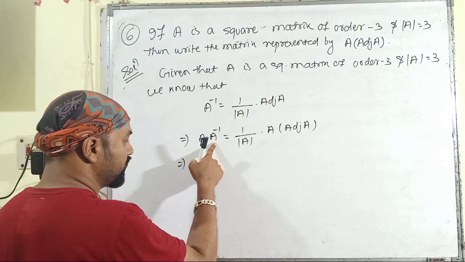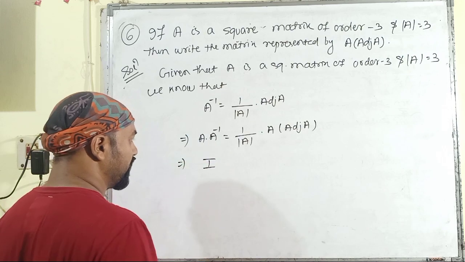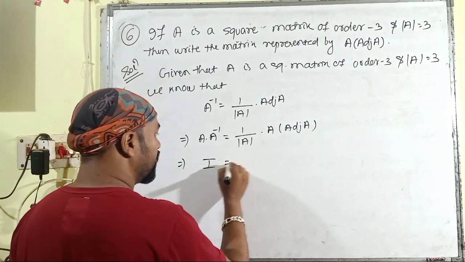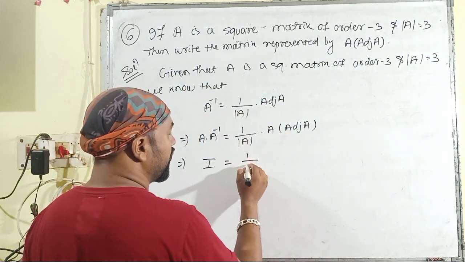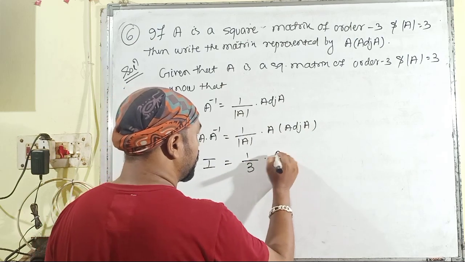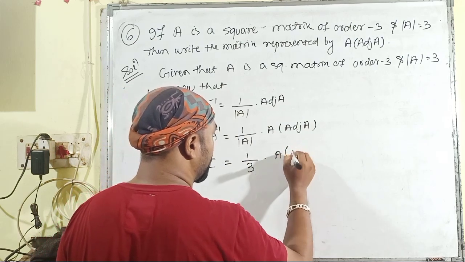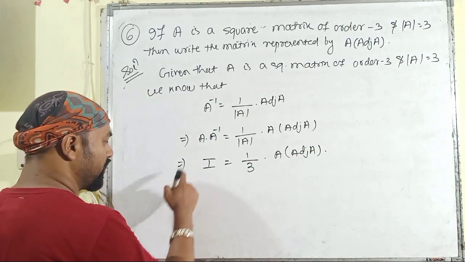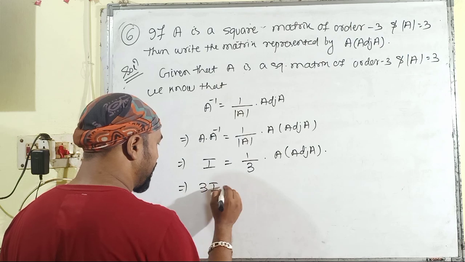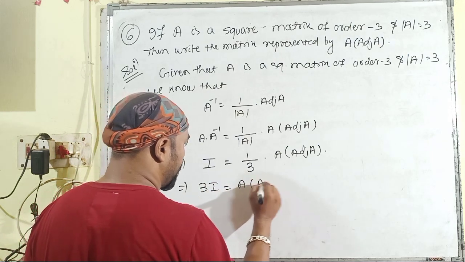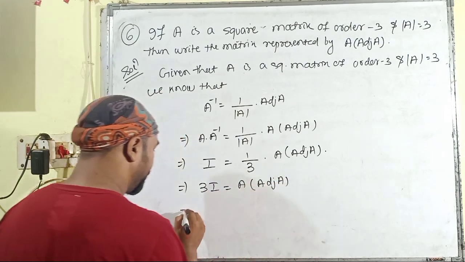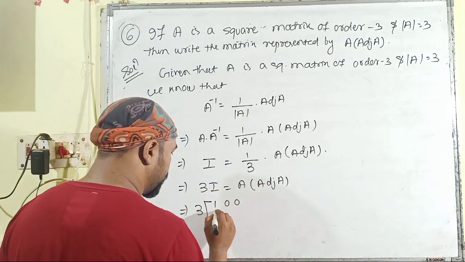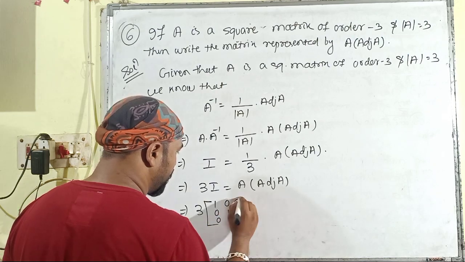A multiplied with its inverse gives us the identity matrix of order 3, because A is a square matrix of order 3. And the value of the determinant of A is equal to 3. So it is A multiplied with the adjoint of A at last. Then multiplying this 3 on the left hand side, we have 3 multiplied with I, which is equal to A multiplied with the adjoint of A. Then multiplying 3 to the identity matrix 1 0 0, 0 1 0, then 0 0 1.